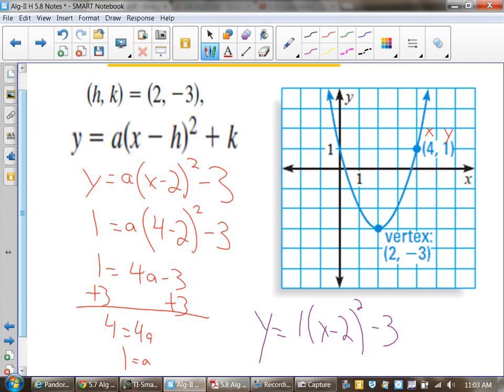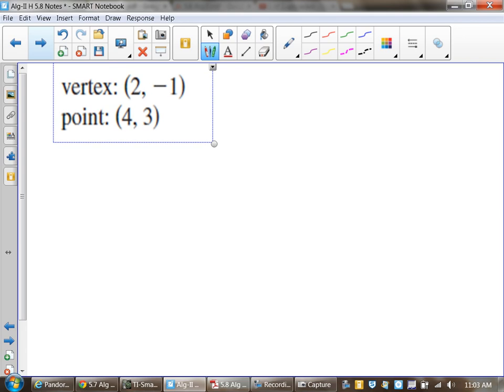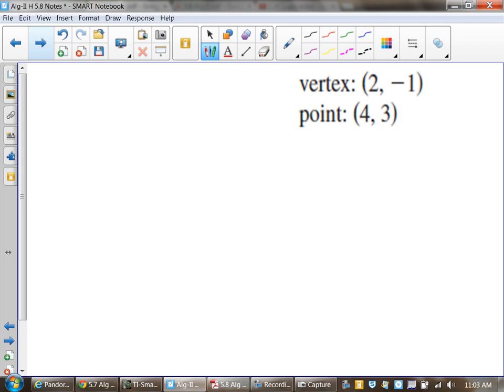Alright? Really isn't that scary, is it? Same idea. This is more likely what you'd be given: a vertex and a point. Remember, we were writing this in vertex form, which is y equals a times quantity x minus h quantity squared plus k. You know 4 out of the 5 variables.